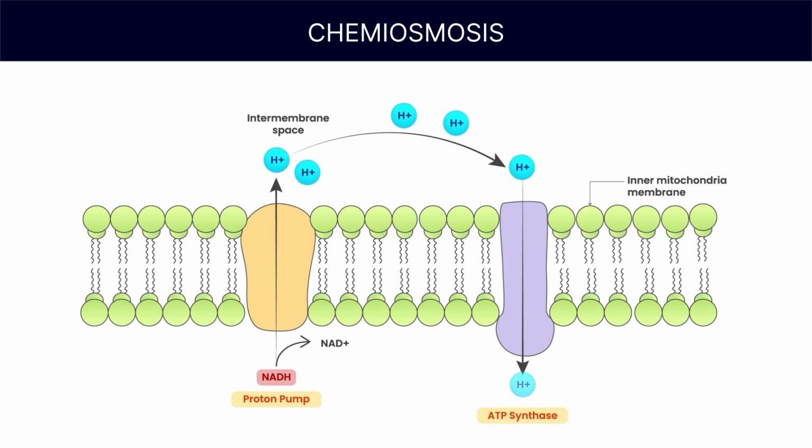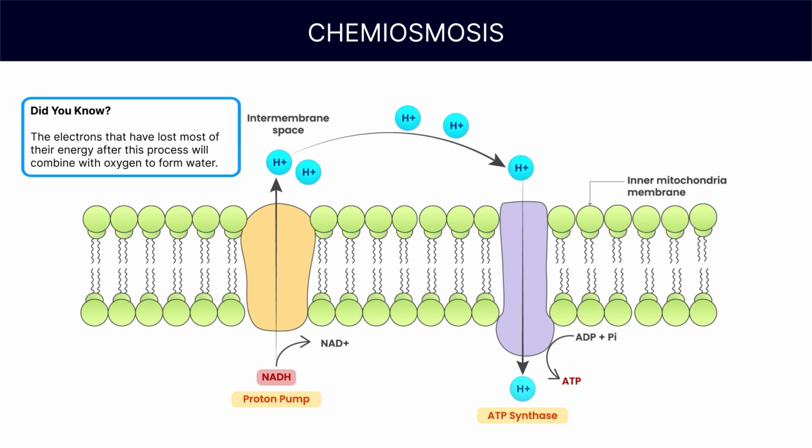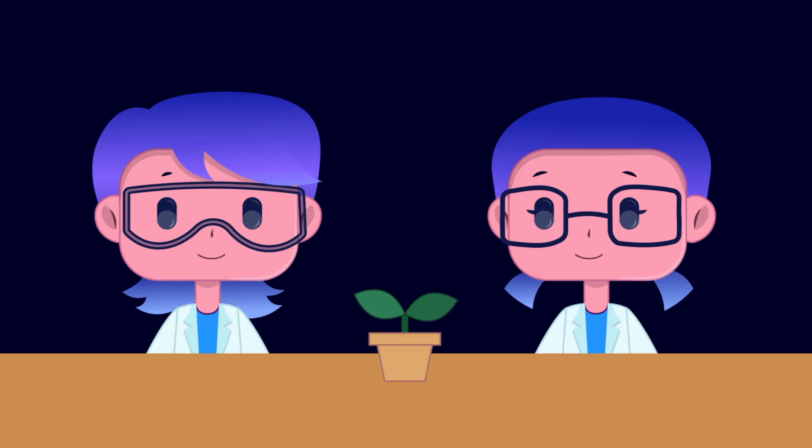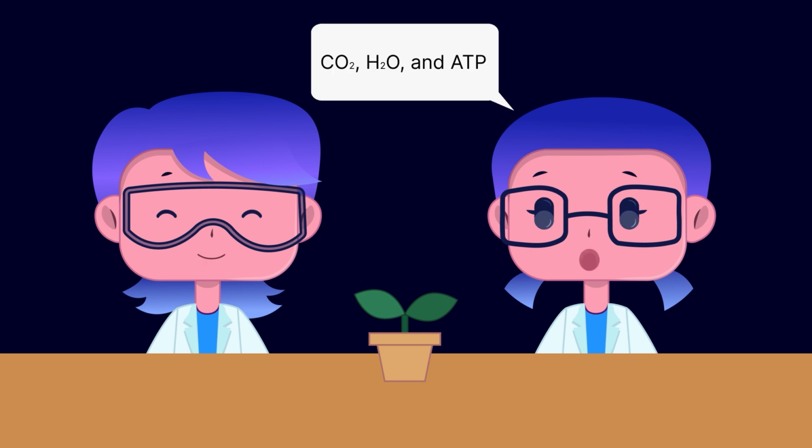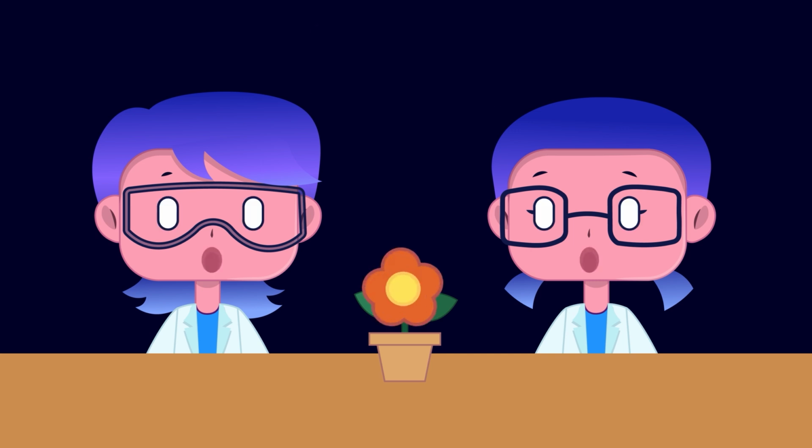As the hydrogen ions flow through ATP synthase, energy is created for ATP synthesis. The electrons that have lost most of their energy after this process will combine with oxygen to form water. In summary, photosynthesis and cellular respiration work together, resulting in the products of carbon dioxide, water, and ATP that plants can use as energy to grow and survive.